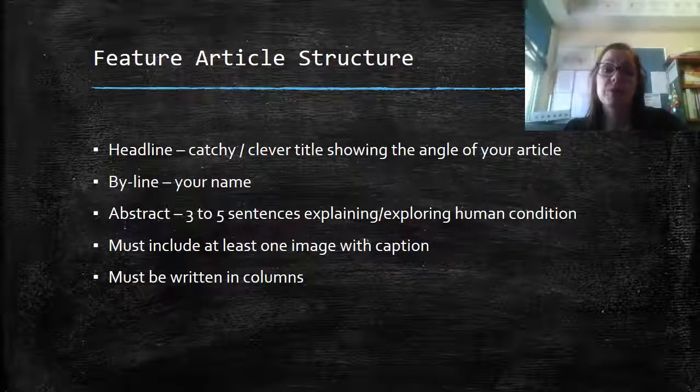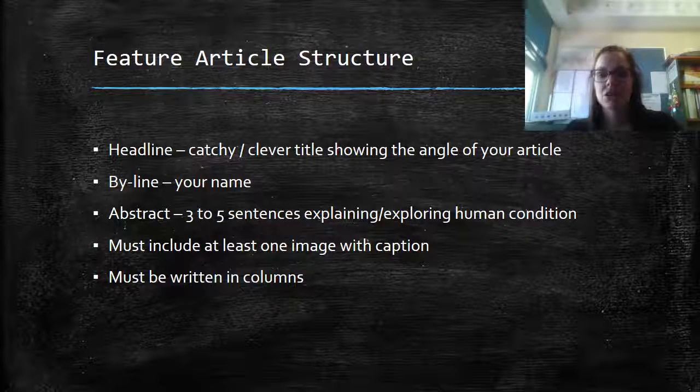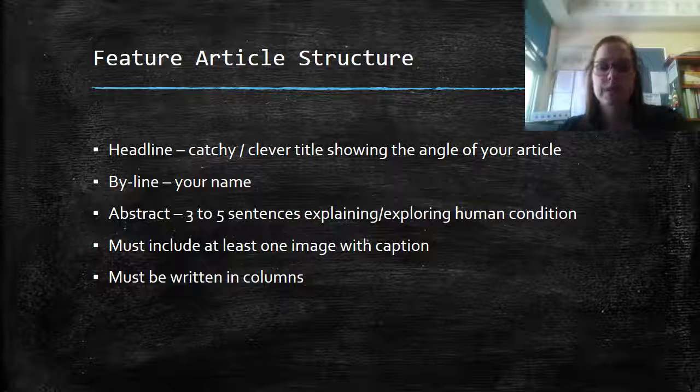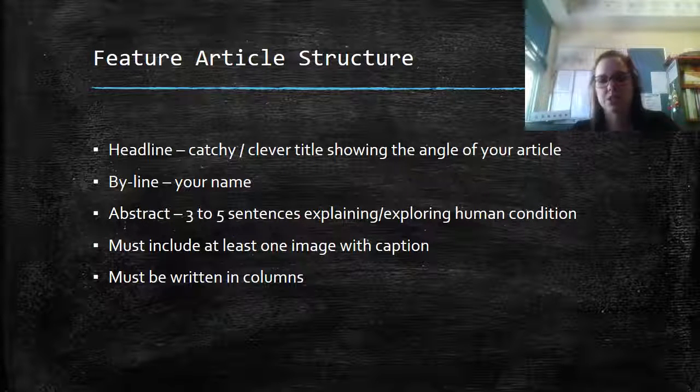By now you should be quite familiar with the structure. We need a headline that's catchy and clever, a title showing the angle of your article, a byline which has your name, an abstract which is 3 to 5 sentences explaining or exploring the human condition. Your byline can go at the end of that abstract, just like the example did. You need to include an image with a caption, remembering that we're not actually drawing that image, just a box showing where it would be, and you need to write in 2 columns.